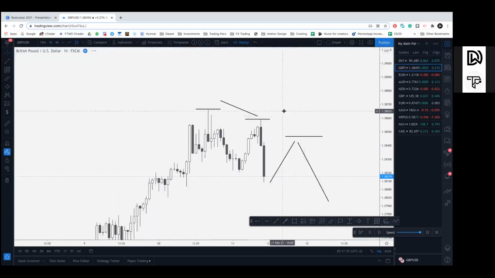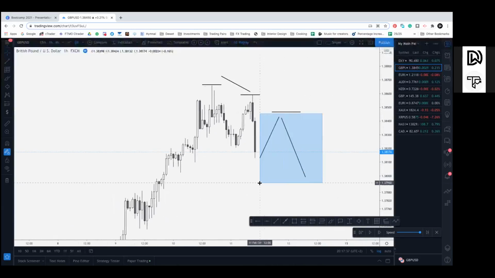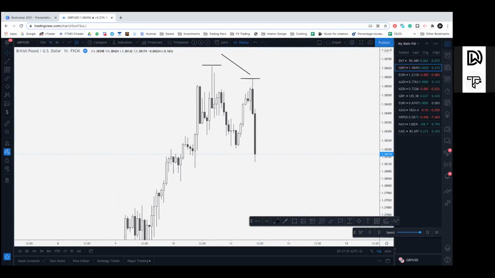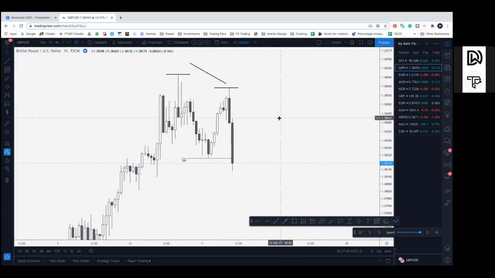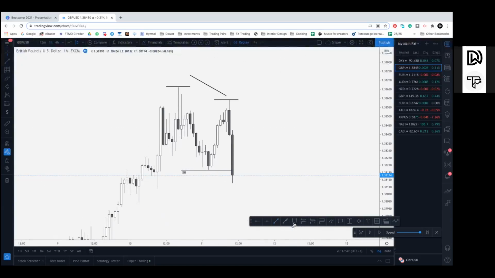Jumping back to the 1 hour, I identified that we have this structure break. There is our structure break. Let's just put it down there. So now we have a structure break and we have this order block created. Let's just put the label on it so everyone understands. That is then our 1 hour structure break.